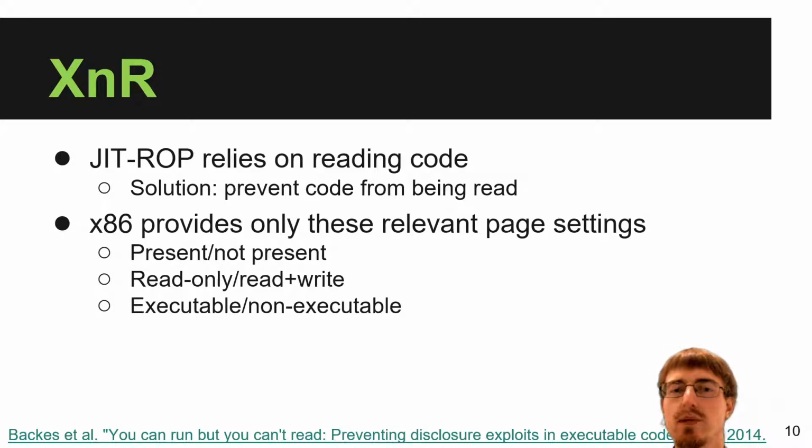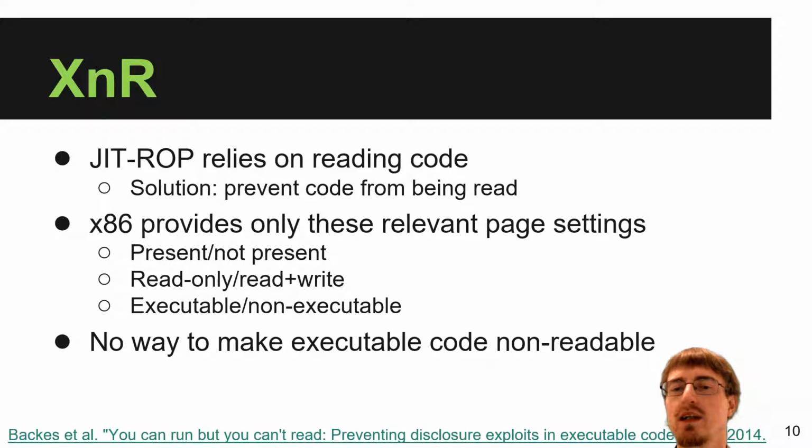x86 provides the following page settings. So a page can be present or not present, read-only or read-write, and executable or non-executable. Well, this means that any page which is present is also readable, and any page which is not present cannot be executed. Hence, any executable page must be readable on x86. Now, so what is XNR? XNR is a clever trick to make executable code non-readable, despite the lack of architectural support, because there is no way in x86 to perform this normally.